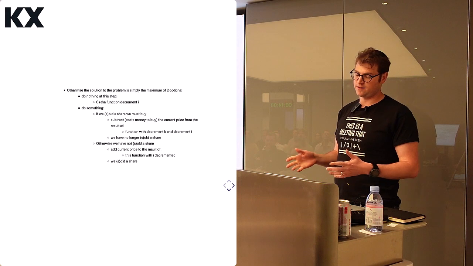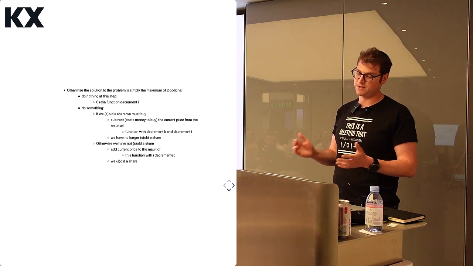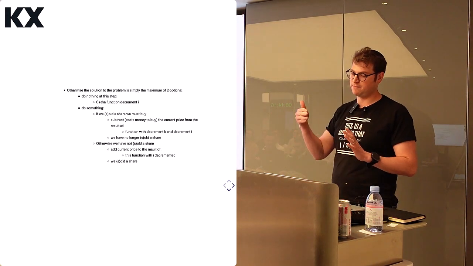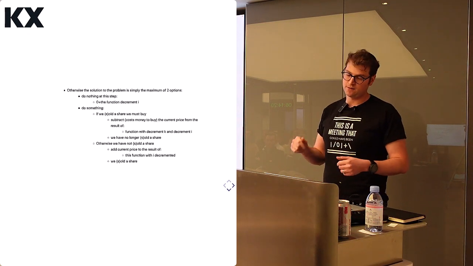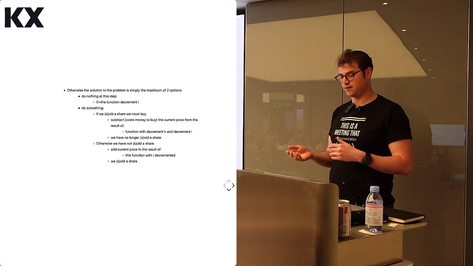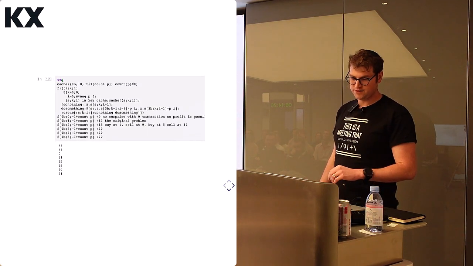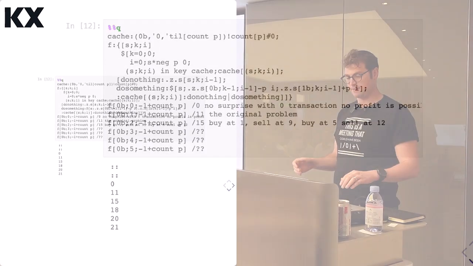And the same thing, the rest of this slide is the same. So if we have the solution to the max of 2 options, we can either do nothing, which is just the same function but decrementing i. So again, we're just working backwards through the array. Or do something. If we sold a share, we have to buy it. Or otherwise, if we haven't sold a share, then we would want to sell right now. So here's that code, same thing. And again, we get the same answer.